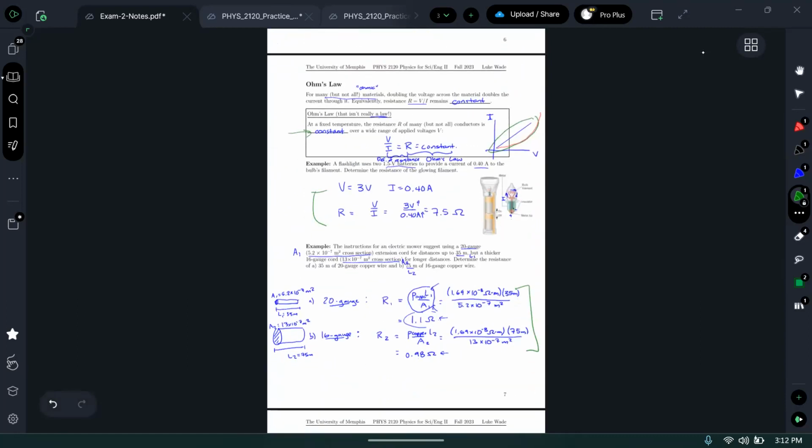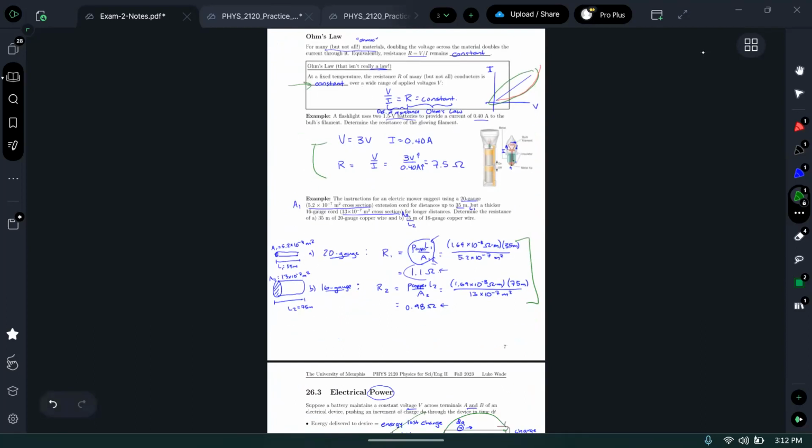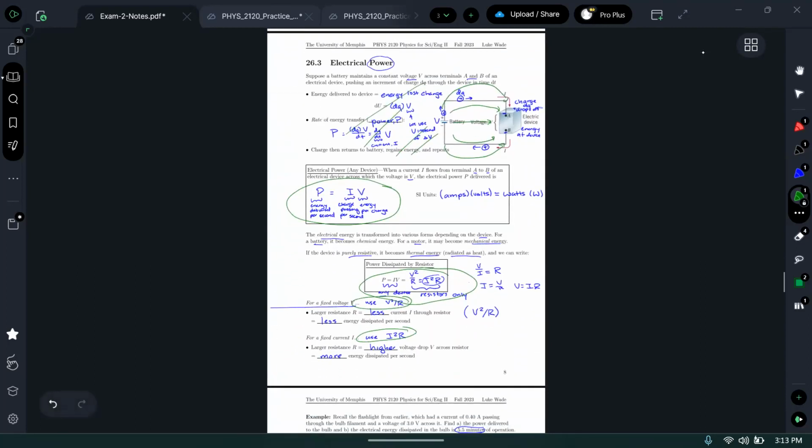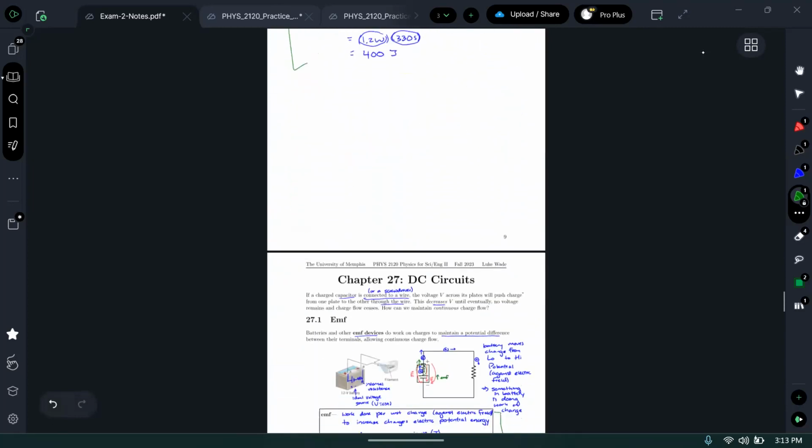That Ohm's law says resistance is constant. That's all it says. But you can use this idea of resistance to relate voltage and current in circuits. Important. The power dissipated by a resistor in terms of either voltage or current is important.